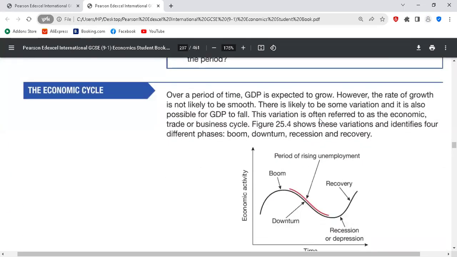The economic cycle. When we talk about economic cycle, we're talking about how things change over time within the economy. We call it the business cycle too.